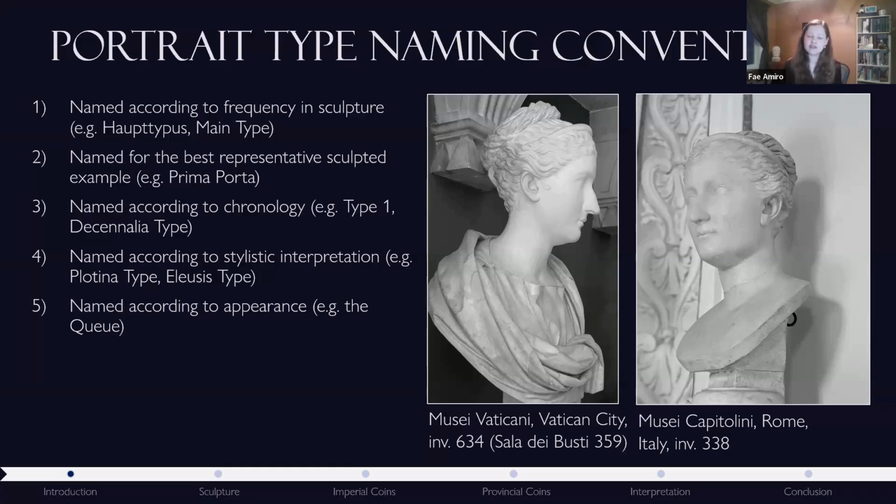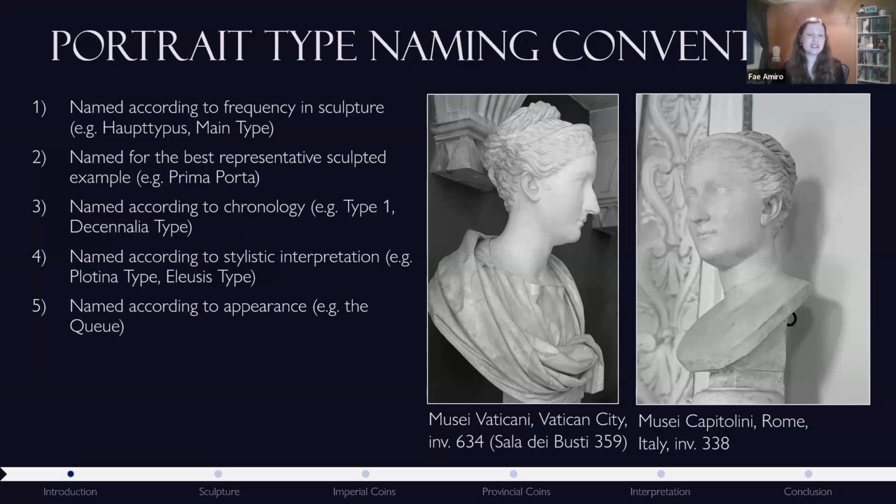The naming convention I favor, and the one that you'll see me use for the Sabina portraits, is this fifth one, which is named based on appearance. So trying to have just the most neutral description of the appearance of the type as possible. So the queue, when they're wearing what we in North America would call more traditionally a ponytail, etc. So these kinds of basic descriptions of the hairstyle, which is much easier for women than men, for whom there's often not as many specific features to talk about.